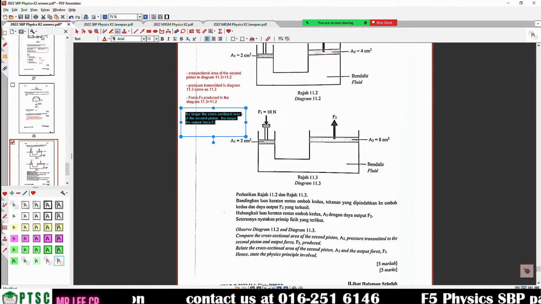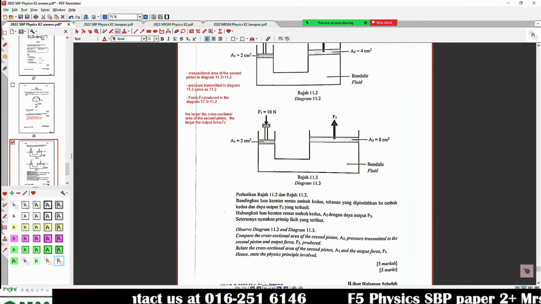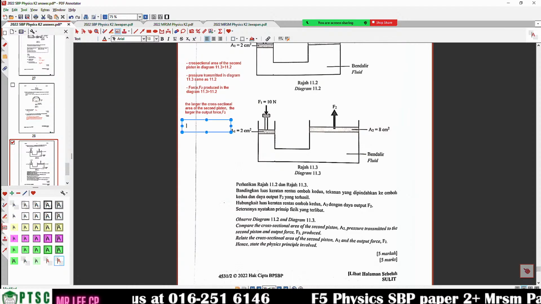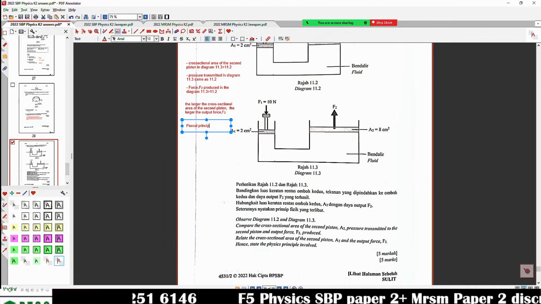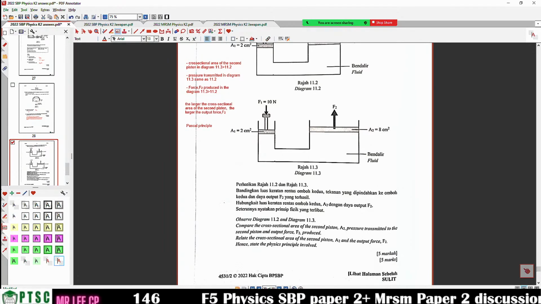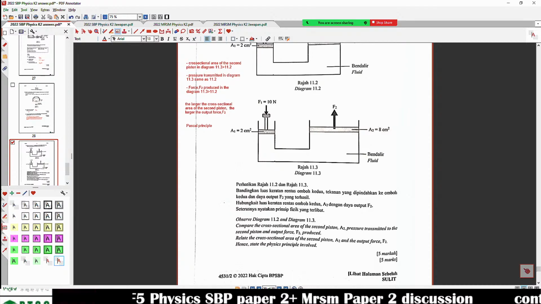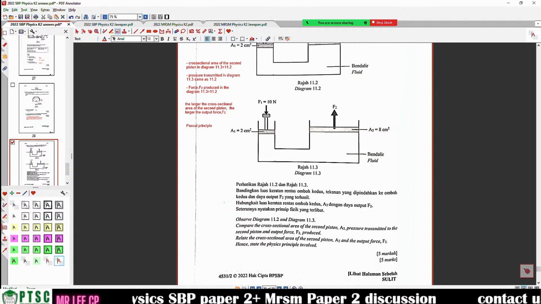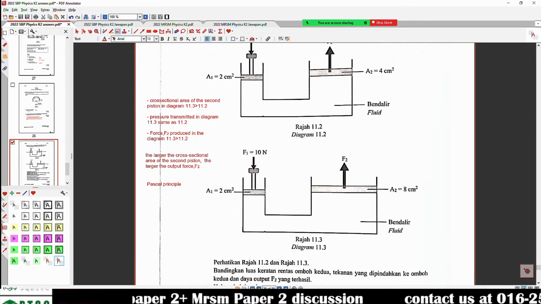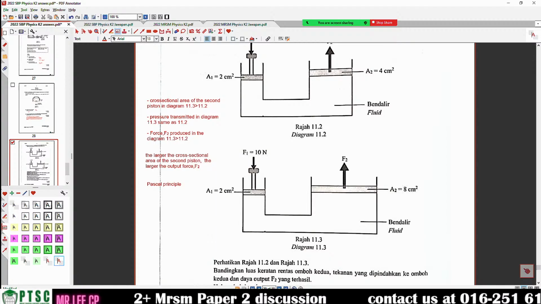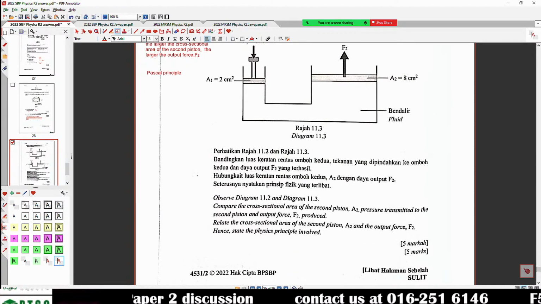The bigger the area, the bigger the force. Lastly, it is the Pascal principle. So you got 1, 2, 3, 4, 5 marks here. Make sure you know how to get the marks. Any question from here before I continue? Okay.